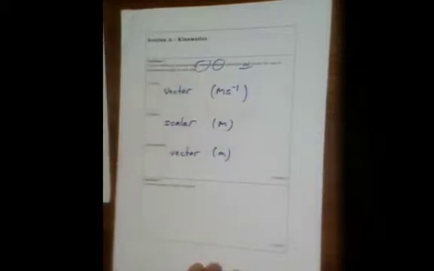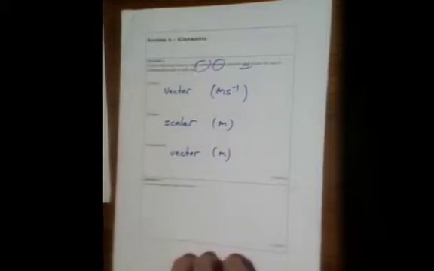Okay, question 1, list the following terms as being vector or scalar and include the unit of measurement. Velocity is a vector because it has magnitude and direction, and it's measured in meters per second. Distance is just a scalar, it just has a magnitude and that's measured in meters. And displacement is the vector, and that's measured in meters as well.